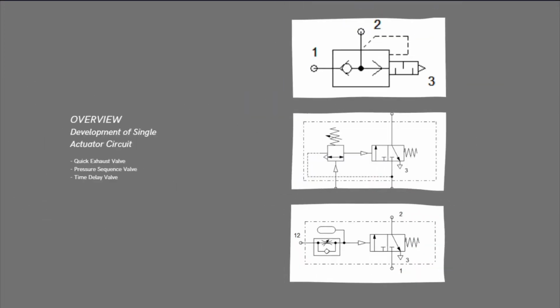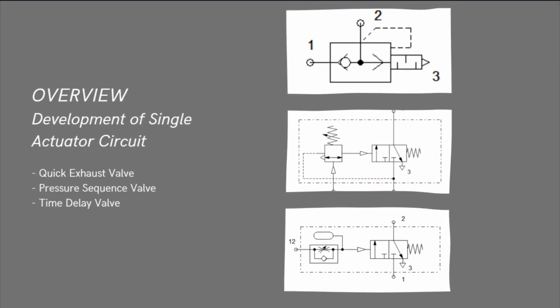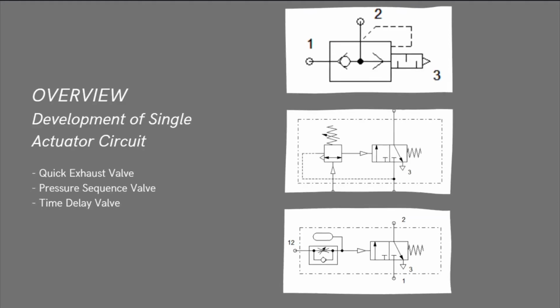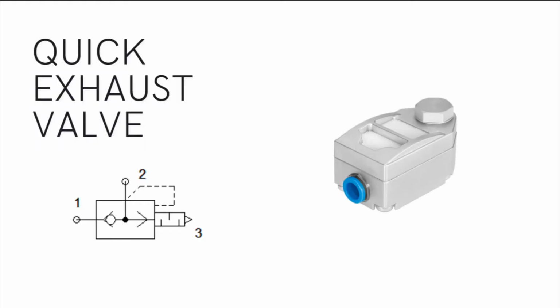So just an overview of this lesson, we will discuss the function of the following components: the quick exhaust valve, the pressure sequence valve, and time delay valve. So first of all, we will discuss quick exhaust valve. Quick exhaust valve actually increases the cycle speed of a pneumatic cylinder.